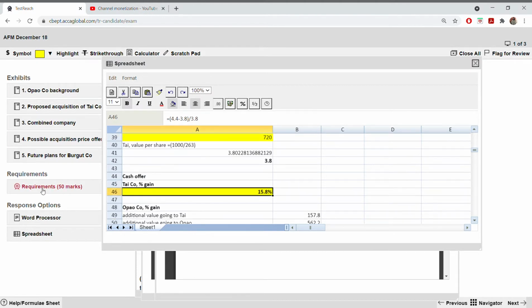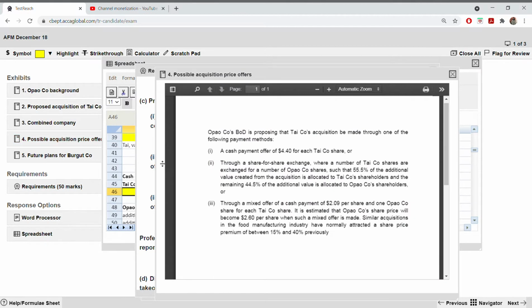Look at this. If you see the cash offer of 1.4 for each of the Thai company share, we know the share price of Thai, we know the cash offer, so we can compare the difference and get it out. But when it comes to the Oppo company, we cannot do the same way. We cannot take 4.4 minus the Oppo company share price. That's what I wanted to show.